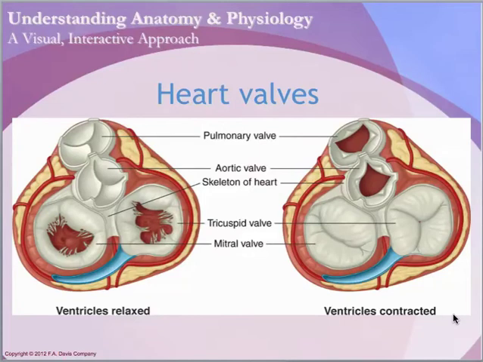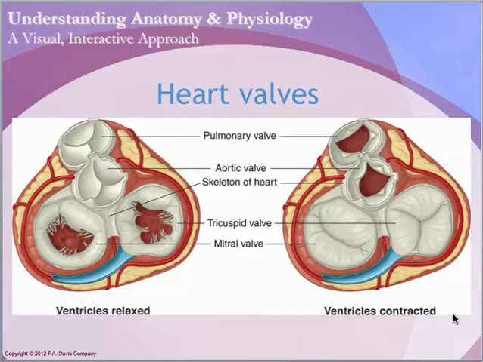Let's talk a little bit about the valves that allow blood to move from the atrium to the ventricle and then out to the lungs or the body. Here on the left, it's showing the ventricles relaxed, and then it's showing the ventricles contracting, and what the valves are doing during those times. So each of the 4 valves are formed by 2 or 3 flaps of tissue called leaflets.